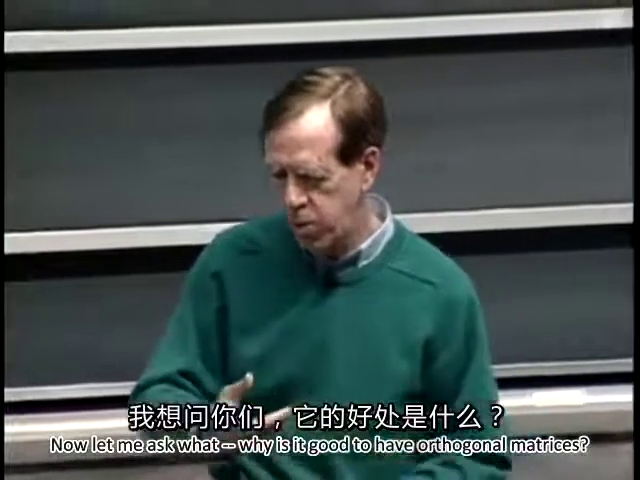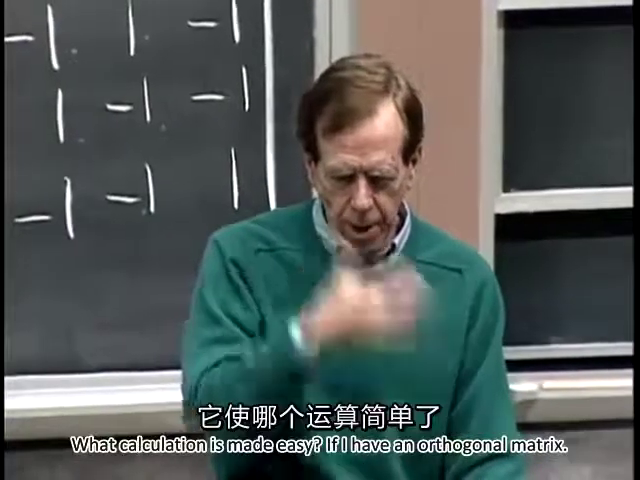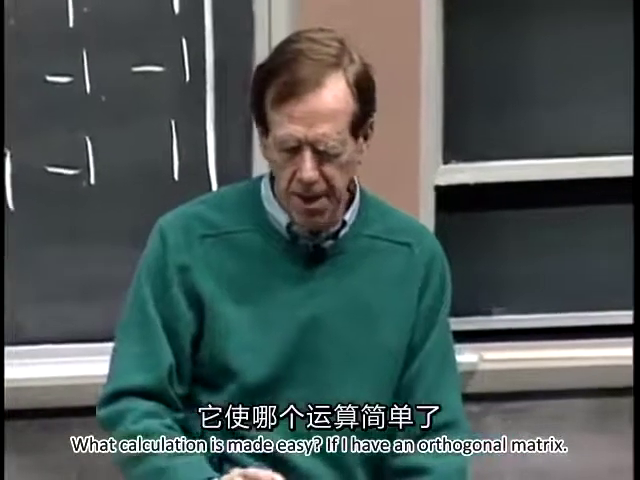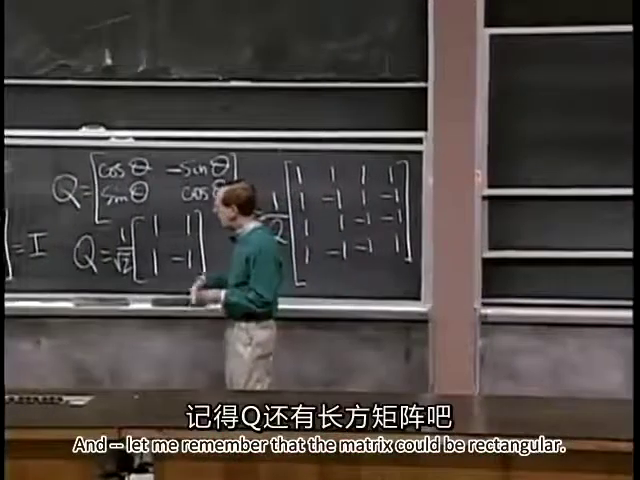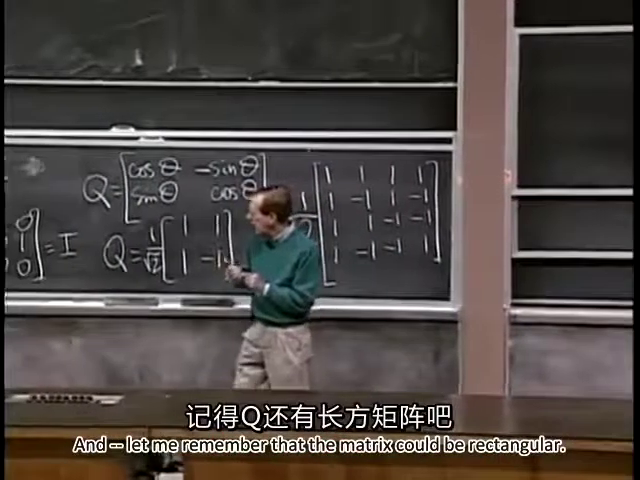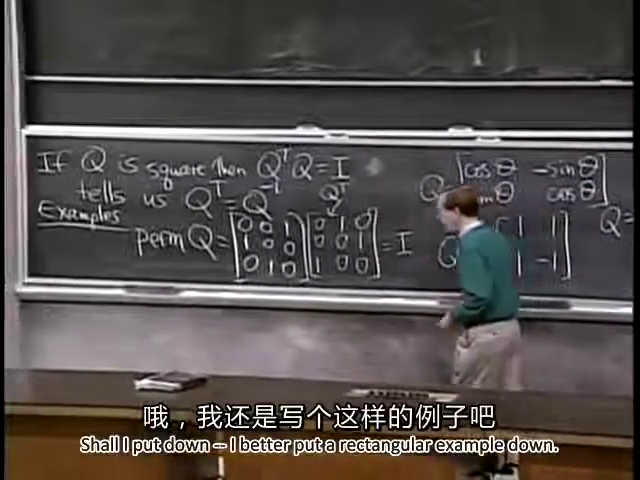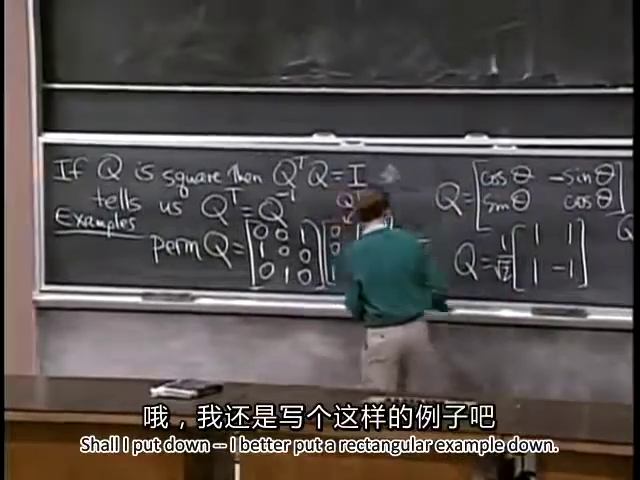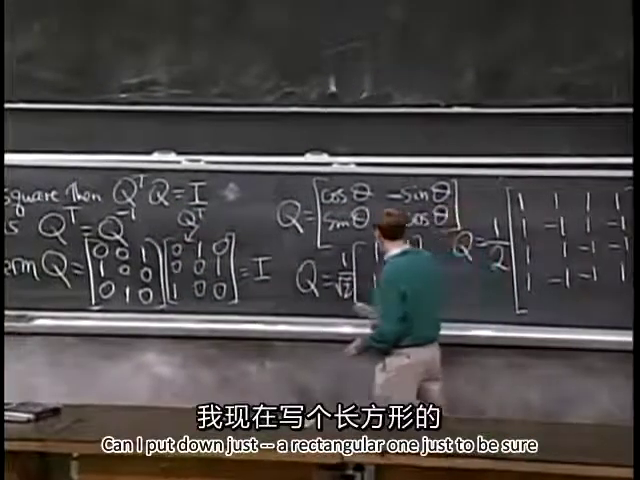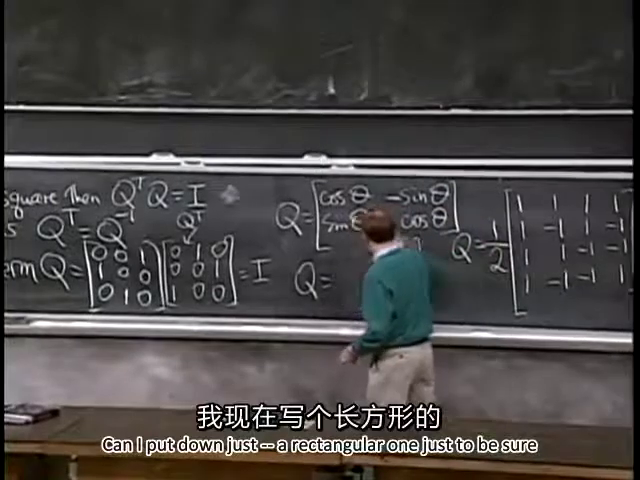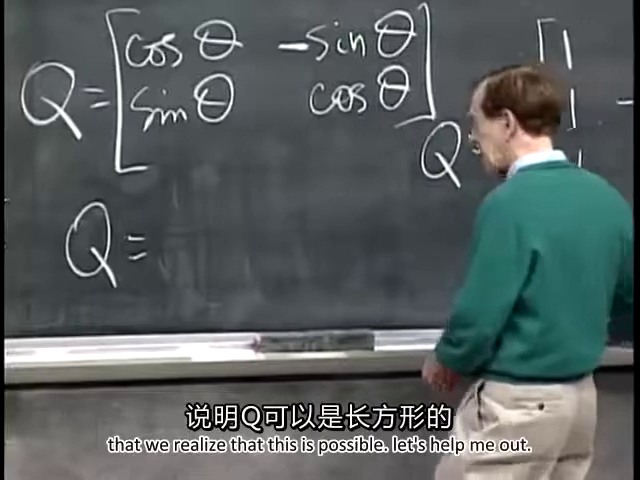Now, let me ask, why is it good to have orthogonal matrices? What calculation is made easy if I have an orthogonal matrix? And let me remember that the matrix could be rectangular. I better put a rectangular example down. So these were all square examples. Can I put down just a rectangular one just to be sure that we realize that this is possible?